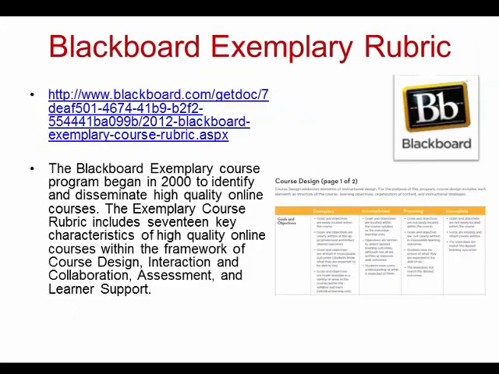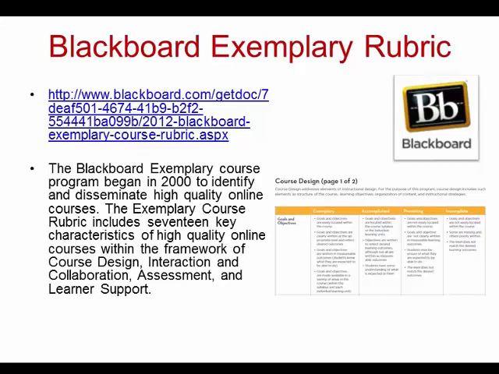So the next one is the Blackboard Exemplary Rubric, if you've not heard about it. And the OLC rubric, I think you have to be a member to access it, and I think UNC Charlotte is a member institution. So if you're doing any program level initiatives and you want to take a look at the rubric, you should be able to contact DE and see if they can get that rubric for you.